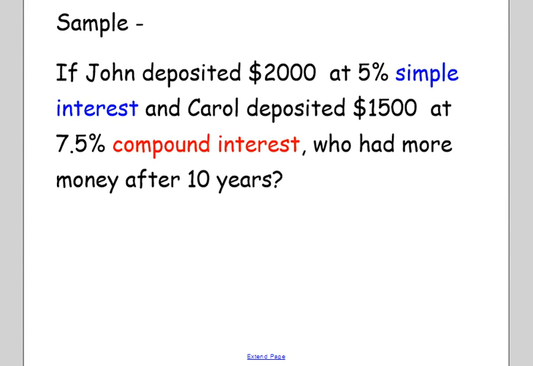Okay, that's enough talking on my part. It's time for you to work through this. If you got questions, don't be afraid to ask those questions in class. Here's your sample. You're going to make a comparison. You're going to see John is depositing $2,000 at 5% with simple interest. Go back to what simple interest is, compared to Carol, who's depositing a smaller amount with a higher interest rate, but hers is compound interest. So the question is, who makes more at the end of 10 years? All right, that is lesson 116.